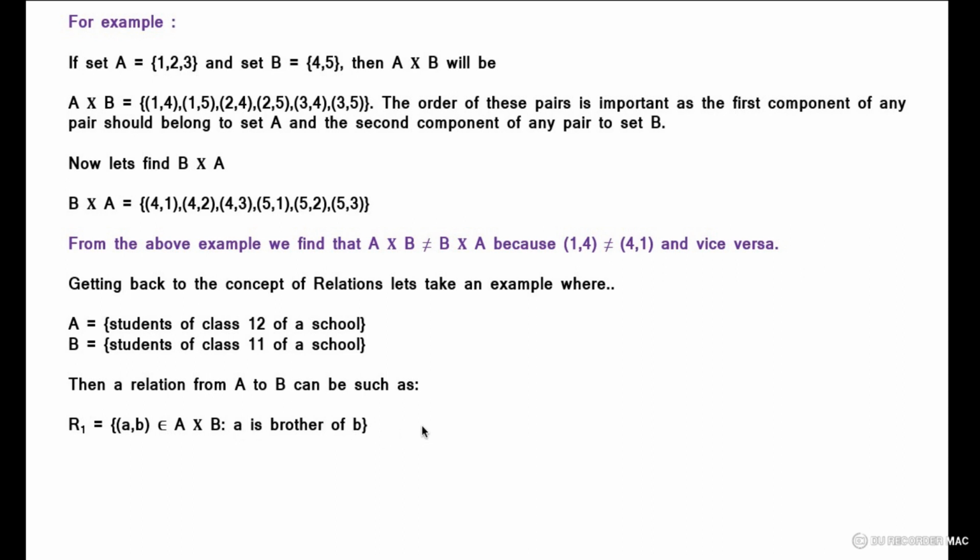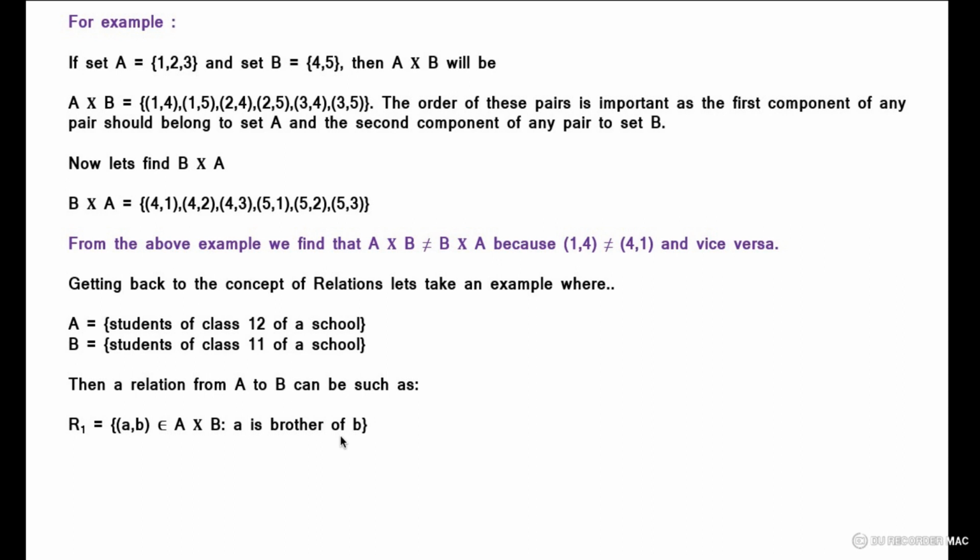So they are defining a relation. This is an example of a relation from set A to set B, where (A, B) belongs to A cross B, and the relation between A and B is: A is brother of B. It is possible that in a school two brothers can be studying.